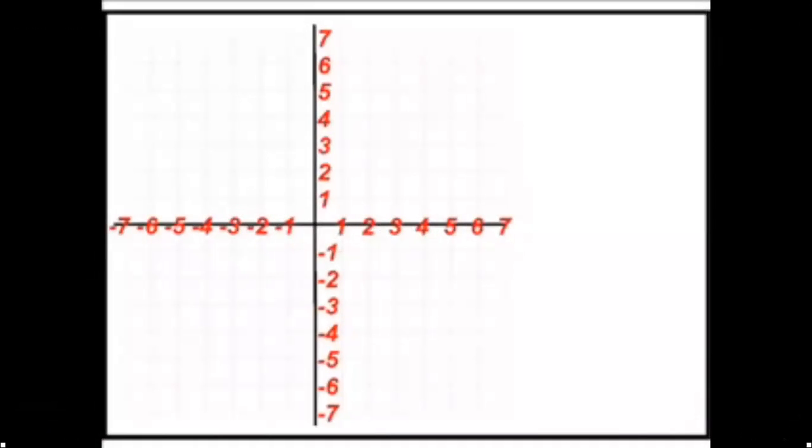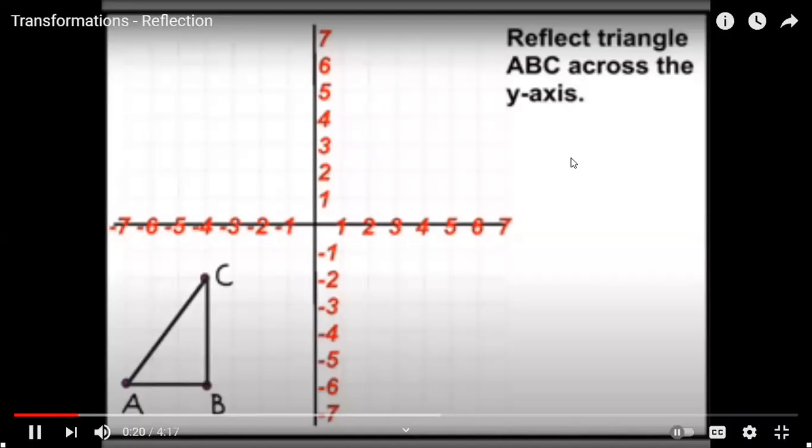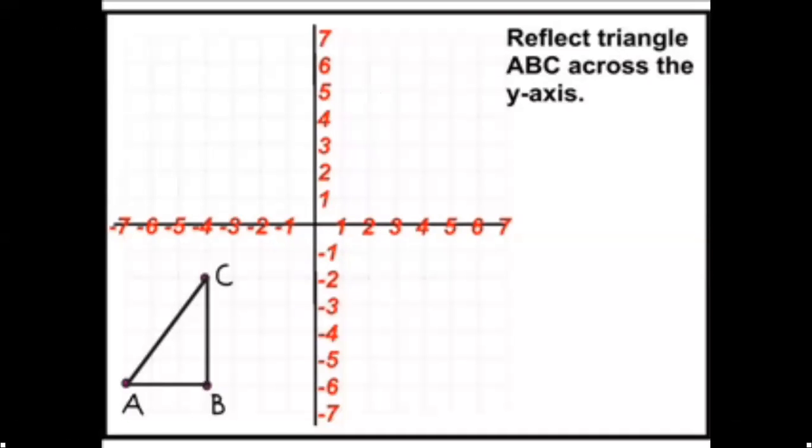Triangle ABC that we have to reflect across the y-axis. There's a couple of different methods for achieving this. One method is to simply use the coordinate plane itself to do the reflection. Before reflecting this object across the y-axis, let's make sure we first know where the y-axis is. On a coordinate plane, the y-axis is the line which goes up and down. We must make sure that our object is reflected across that line.